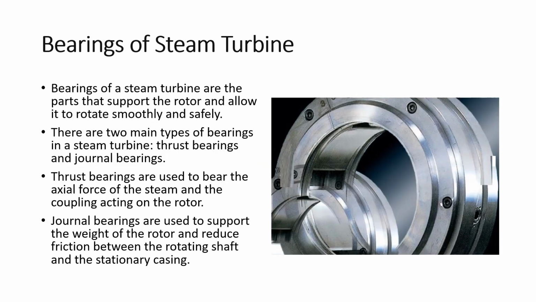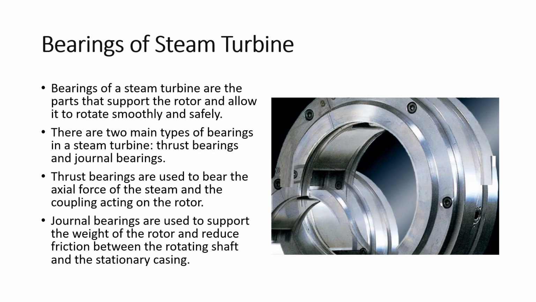Bearings of a steam turbine are the parts that support the rotor and allow it to rotate smoothly and safely. There are two main types of bearings in a steam turbine: thrust bearings and journal bearings. Thrust bearings are used to bear the axial force of the steam and the coupling acting on the rotor. Journal bearings are used to support the weight of the rotor and reduce friction between the rotating shaft and the stationary casing.